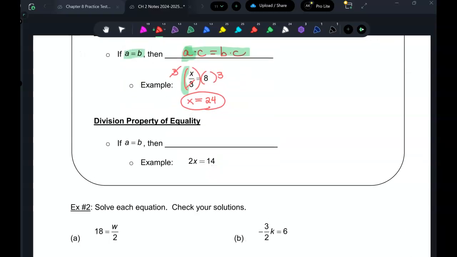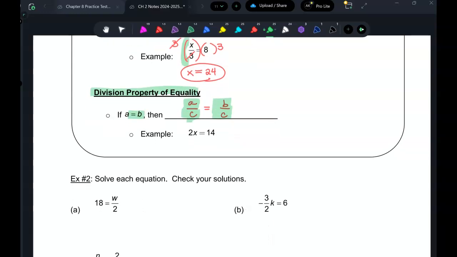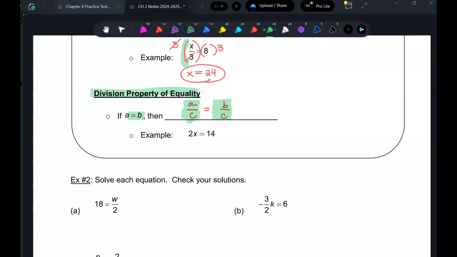Wait, can I do the next one? Okay, well, hold on. Let me just explain the rule. So the next rule is going to be division property of equality. If I divide both sides by the same thing, I keep the equation balanced. Let's do this little example here first. I have to divide both sides by 2, and the 2's will cancel, and it gets x equals 7.